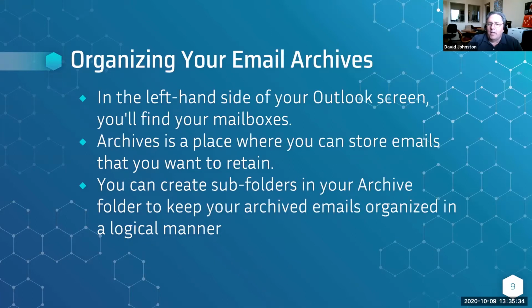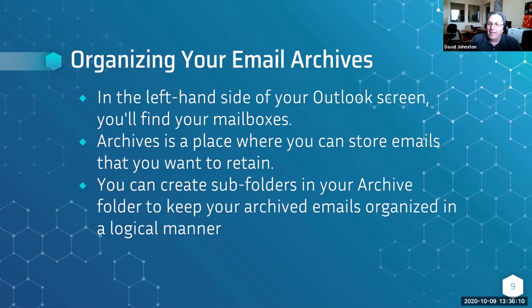So as far as the email archives go, on the left-hand side of your Outlook screen, you have your mailboxes. You have your inbox, and that's probably where most of you deal most of the time. There's a folder for sent items and a number of other items there. One of those is archives. Archives is a place where you can store emails that you want to keep, but you don't want to leave them in your inbox. If you're like me, my goal is to get to inbox 0, where I have nothing in my inbox because I've dealt with them all. I either archived them, deleted them, whatever. That's my goal.